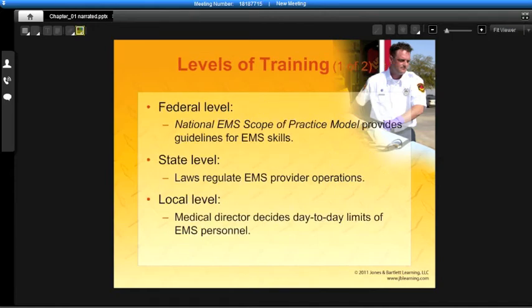Some of your levels of training, you got your federal level, which your National EMS Scope of Practice model provides guidelines for EMS skills. At the state level, you have laws which regulate EMS provider operations. And then at the local level, we have a medical director which decides day-to-day limits of EMS personnel.